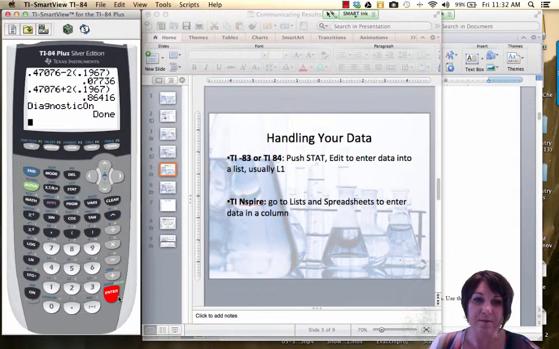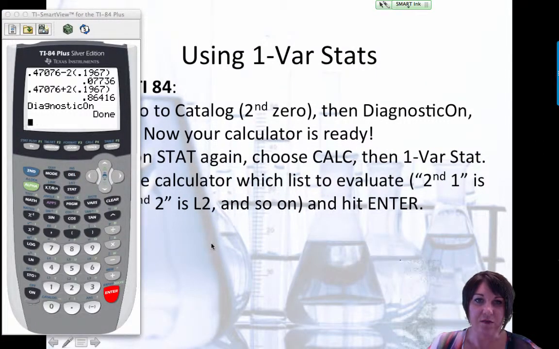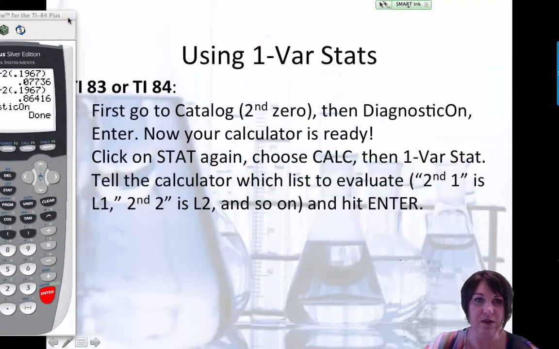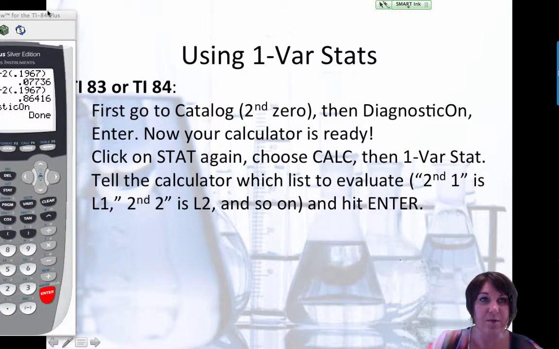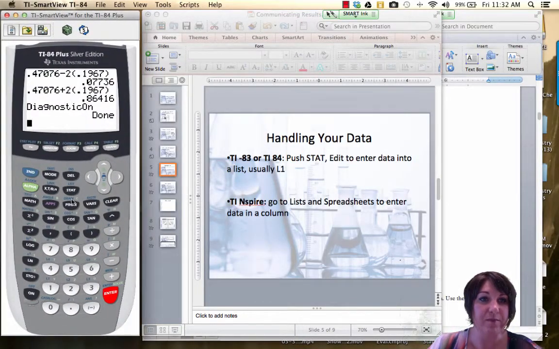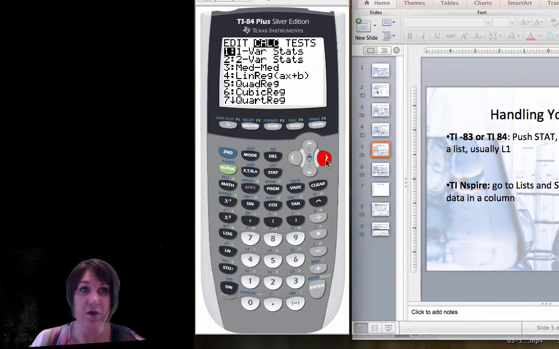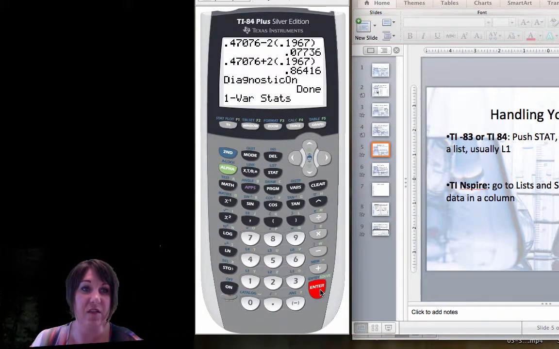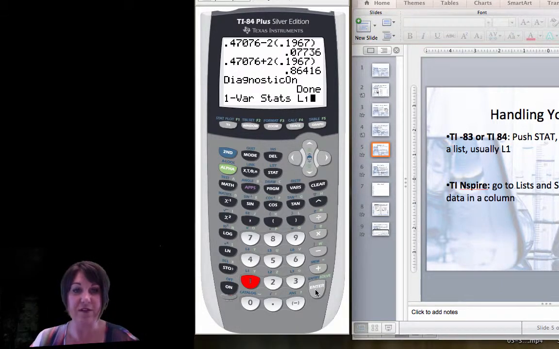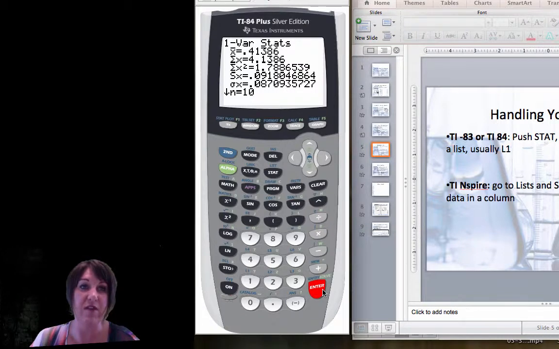Our next step is to go to stat again. Sorry, this calculator is in the way of what we're trying to do. So go to stat again, choose calc, then one var stat, univariate stats. And from there, we just have to tell it which list to evaluate. So push stat, and then arrow across to calc. My first choice is one var stats, that's the one I want. Now I have to tell it which list. I put my data into list 1, so I do second and the number 1, because in the little blue letters it says L1 above the number 1. So now I've evaluated list 1 using univariate stats.